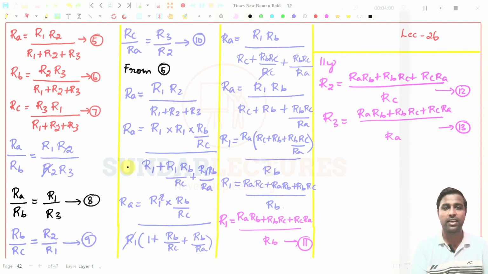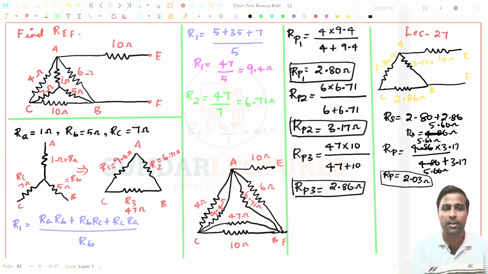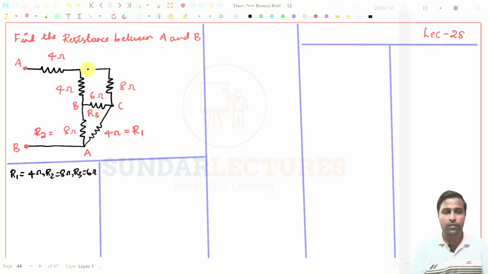So here we have formulas: RA, RB, RC in terms of R1, R2, R3. In the denominator it will be R1 plus R2 plus R3. In the numerator, RA is R1 R2, RB is R2 R3, RC is R3 R1. So we will substitute this formula now. If you want to find RA, then it should be R1 R2 divided by R1 plus R2 plus R3. The denominator will be the same for every value.